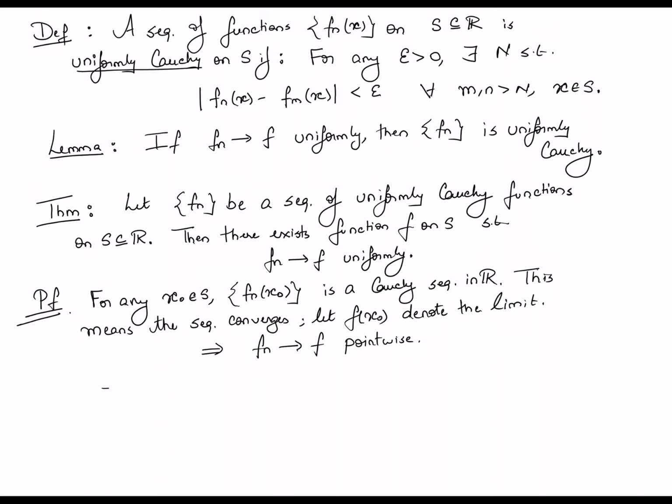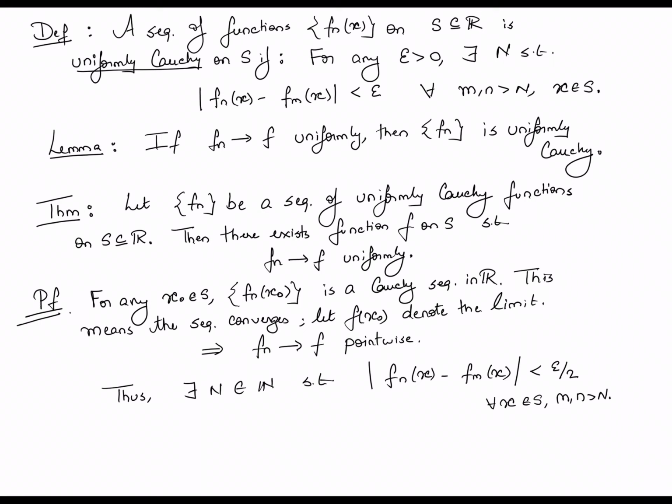Well, given epsilon greater than 0, there exists a capital N in the natural numbers such that fn of x minus fm of x is less than epsilon by 2 in absolute value for all x in S and m and n greater than capital N. This is in fact a direct consequence of the definition of uniformly Cauchy.